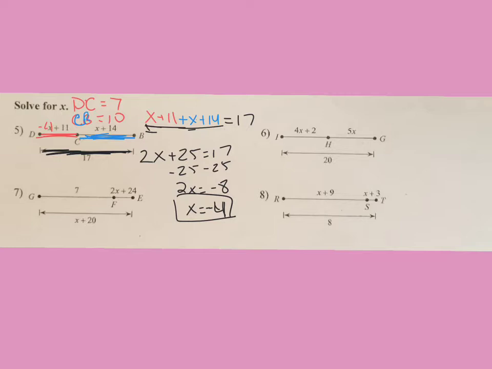So CB equals 10. So my red piece plus my blue piece, does that equal 17? And it does. That's just kind of how I check my work. So 6, exact same concept.